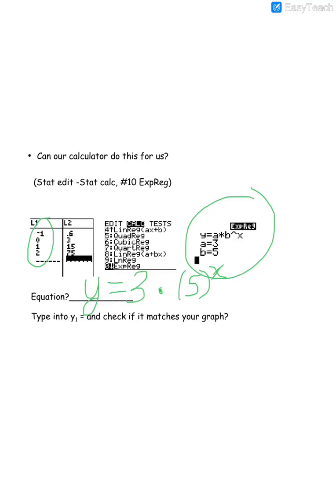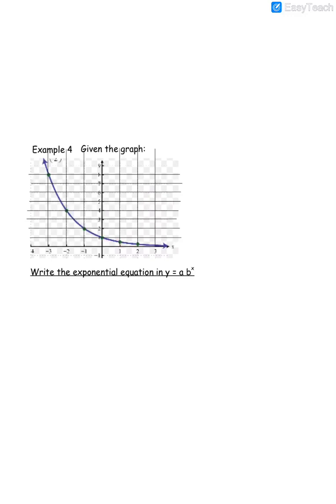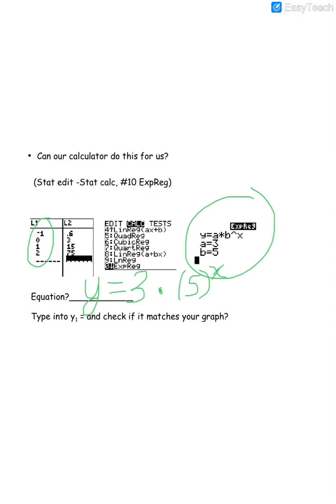And it says type it into my Y1 and see if it matches my graph. I don't even think we had a graph. All right, let's take a look. I'll plug it in. Y equals, clear it all out, 3, and then in parentheses 5 to the x power. And then hit second graph. And if I look at my table, bam, looks really nice.